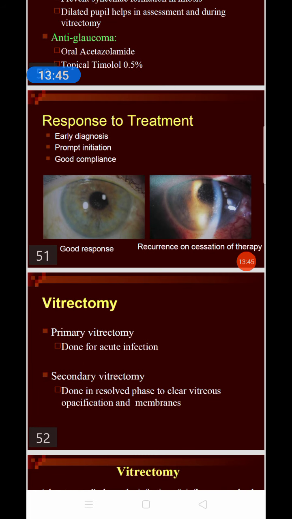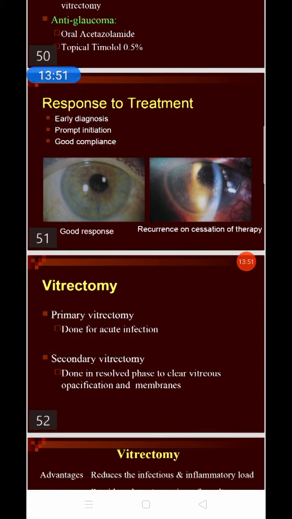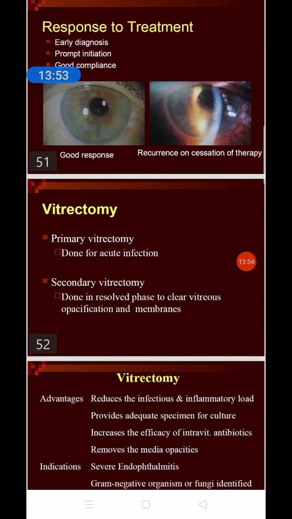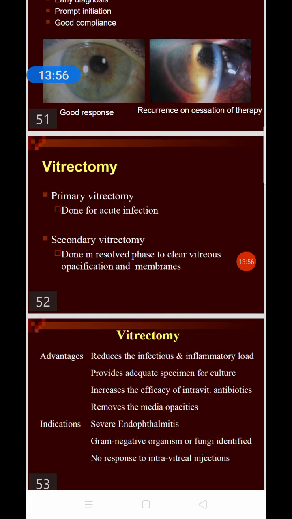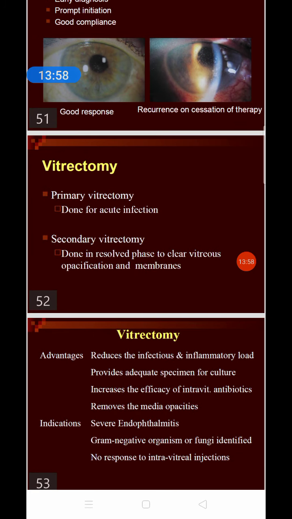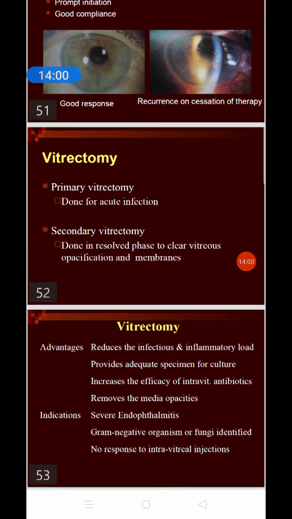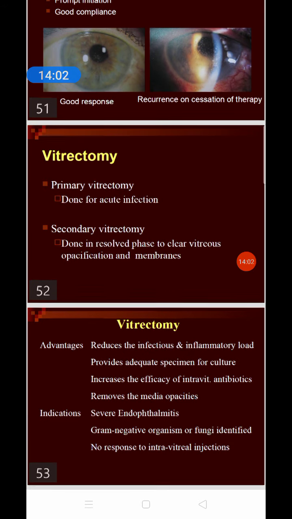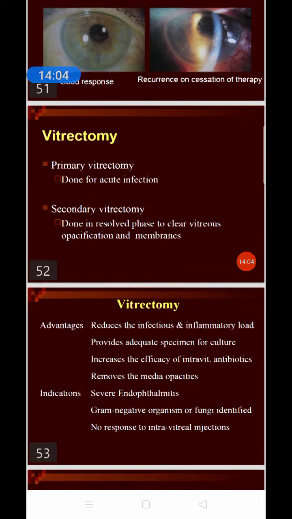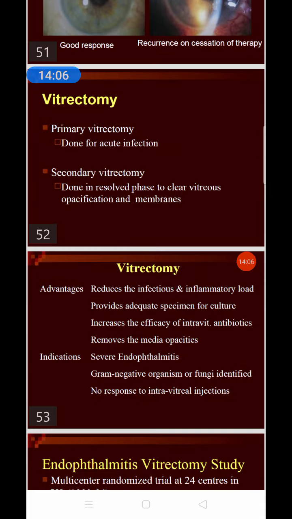The response to treatment depends on early diagnosis, prompt initiation, and good compliance of that particular case. Vitrectomy: primary vitrectomy is done for an acute infection. Secondary vitrectomy is done if clear vitreous opacification and membranes are seen, and usually in resolved cases also vitrectomy is performed.